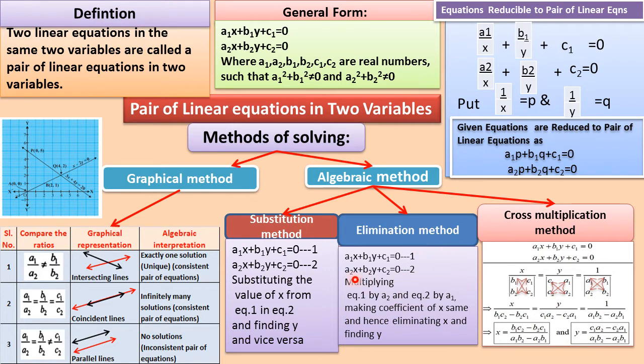So what is being done, I will repeat again. We have to eliminate one of the two variables. How to eliminate it? If I have to eliminate x, I multiply the first equation with a2 and the second equation with a1, the whole equation. Then the coefficient of x in both equations becomes equal, and by subtracting both equations, I will eliminate x and be left with only the y variable.